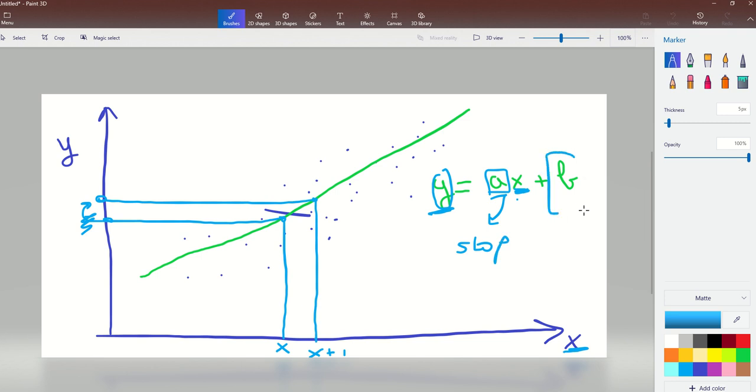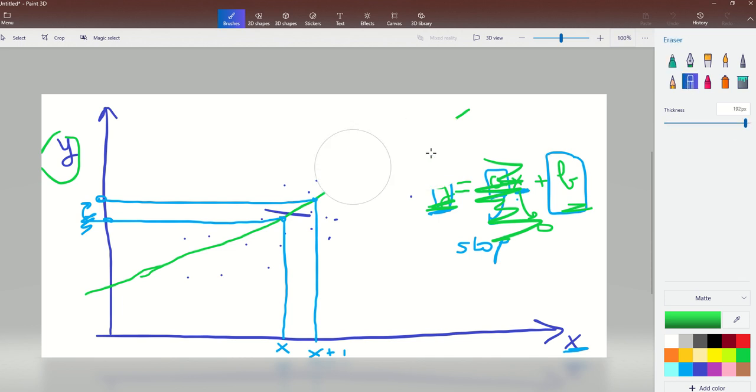And finally, b is your intercept. So if you extend the line till it crosses the y-axis, this is the value of y when x is equal to 0. When x is equal to 0, all of this disappears and you're left with b, and this is your intercept. So a linear regression like the one I'm trying to explain now, this is where you try to fit a line that has the best fit for the data.